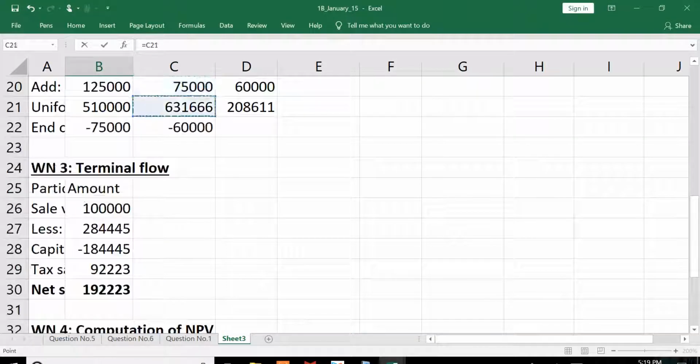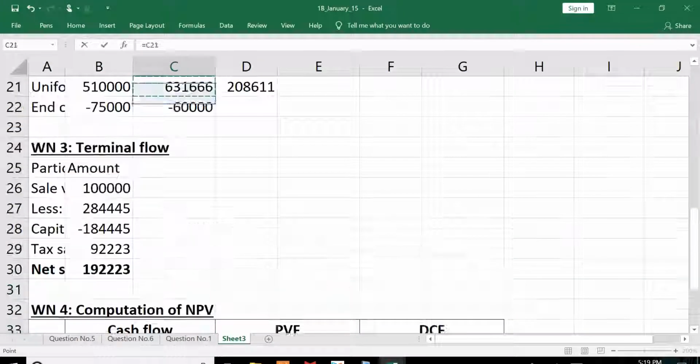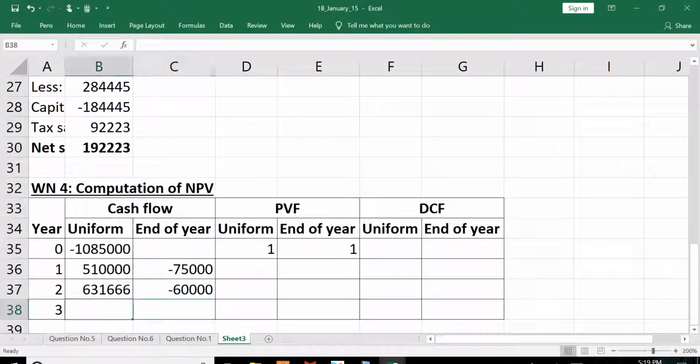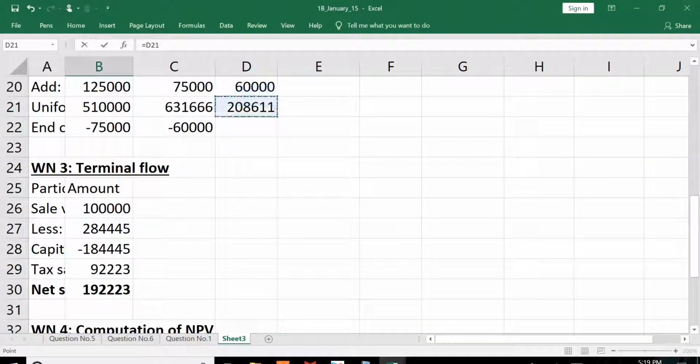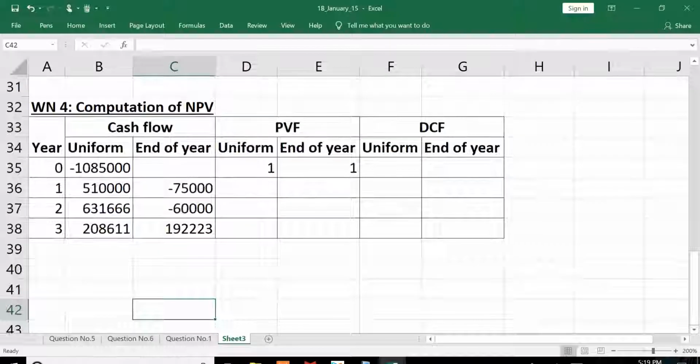Second year uniform is 631, end of year is 60,000. Third year uniform is 208. This 192 is a single day cash flow, end of year. You will sell the machine and get this. Uniform, end of year.